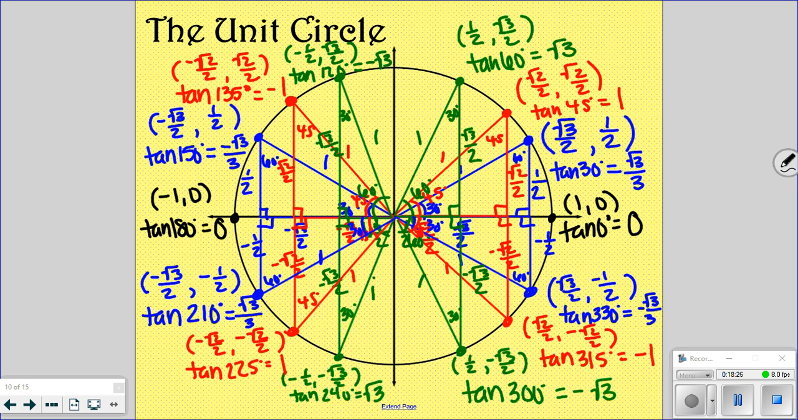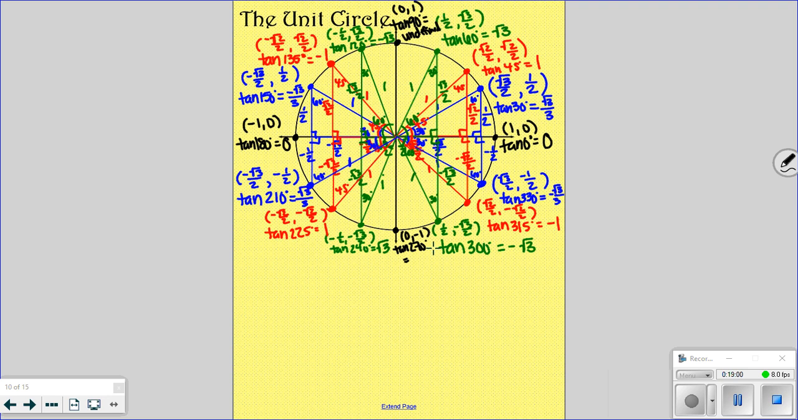Okay, we have two more to do. This one, the point is 0, 1. And so this is the tangent of 90. And the tangent of 90 is 1 over 0, which is undefined. Okay? Because you can't divide by 0. And then this point is 0, negative 1. And this is going to be the tangent of 270, which is also undefined.